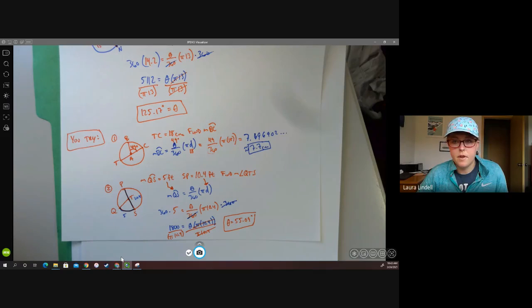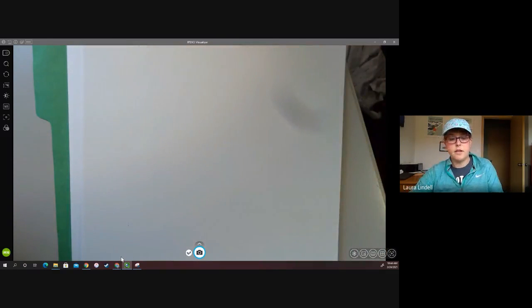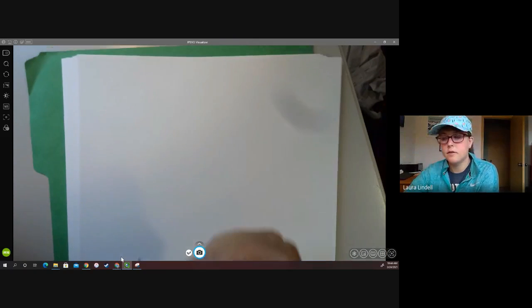Okay. So with our last little bit of class here, we're going to talk about sector area, which goes pretty much the same as arc length, except we're using area instead of circumference in our formula. So here we go, sector area real quick.